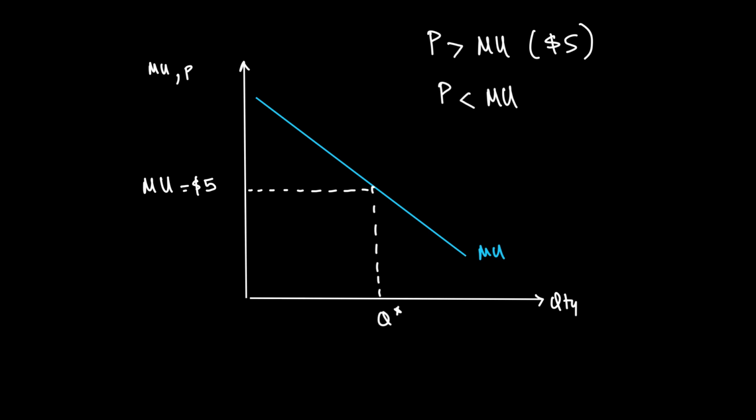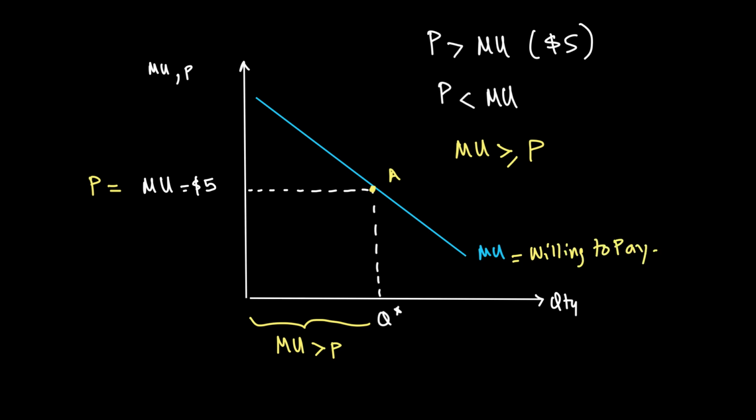We can also notice that if the price is equal to $5, then for all the points till Q star, the marginal utility is greater than price. Why? Because the marginal utility, which is shown by all these points on the blue line, is more than the price of $5. So as long as MU is greater than or equal to price, the consumer will keep on buying the good. So till point A, we'll keep on buying the good, which means this MU curve is showing us what we are willing to pay, or in other words, it is showing us our demand curve.